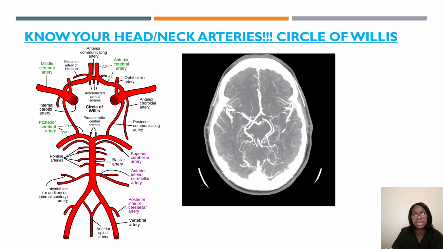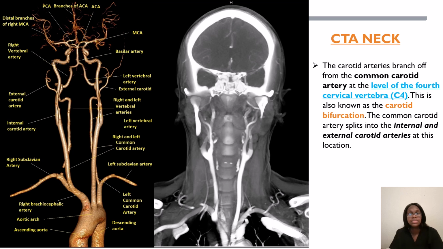And then your head and neck arteries, your circle of Willis. This is your circle of Willis. This scan is normally ordered, especially in the emergency department. If a patient is coming in having a stroke or stroke-like symptoms, a CTA head and neck will be ordered. Sometimes even a perfusion scan is ordered. So know your arteries in your head and neck.